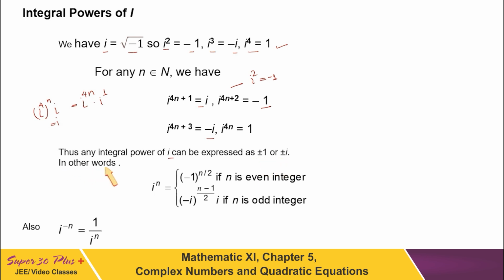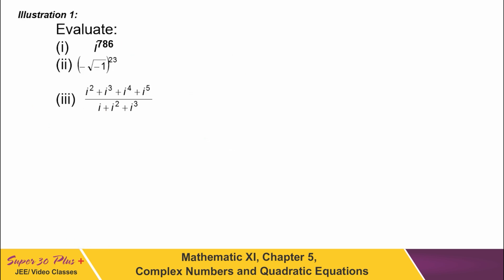In other words, you can say iota to power n, if n is even integer, then it is equal to minus 1 to power n by 2, and if n is odd integer, then it is equal to minus 1 to power n minus 1 by 2. And as we know, we can write iota to power minus n is equal to 1 upon iota to power n. Students, here are some questions we have to evaluate.